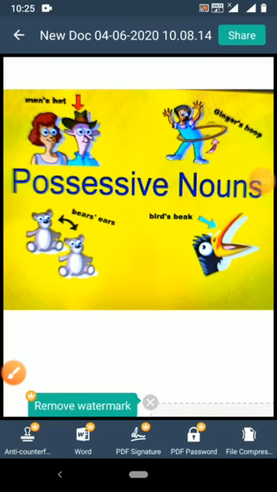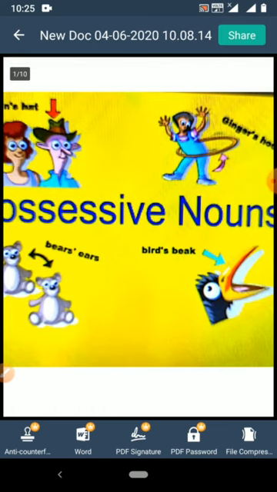Hello students. Today we are going to discuss possessive nouns. Now, what are possessive nouns? As in the picture, you can see there are some words written.